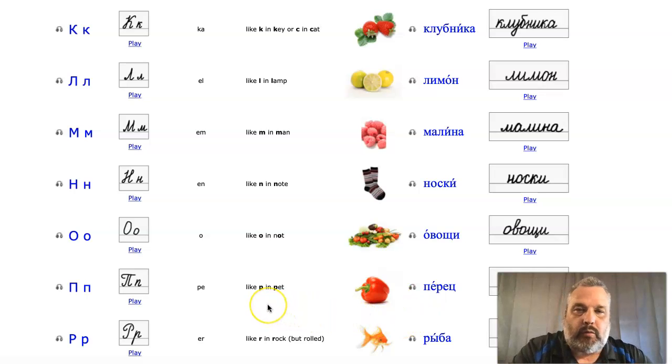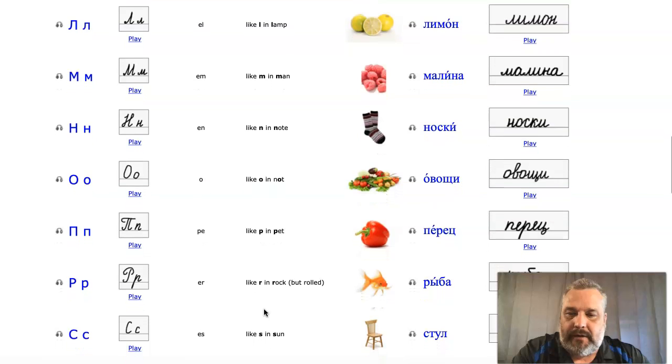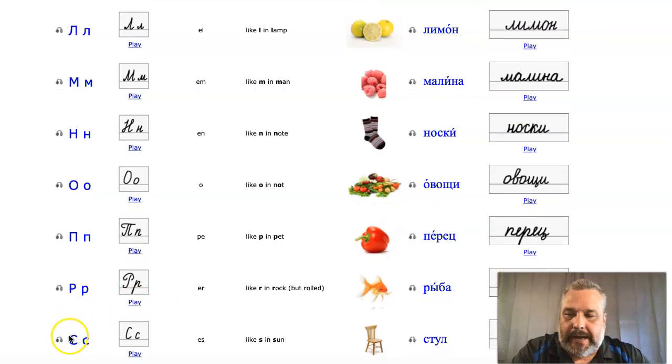So let's move on to the rest of the alphabet. And I'm going to give you a full warning here. The next ones are consonants. Lots of consonants here, so you're going to love this. All right. So the next letter we have here at the bottom looks like our C, but actually it is S in Russian.